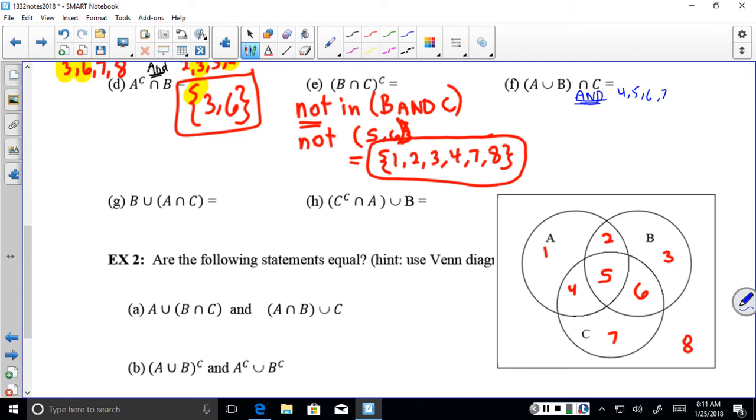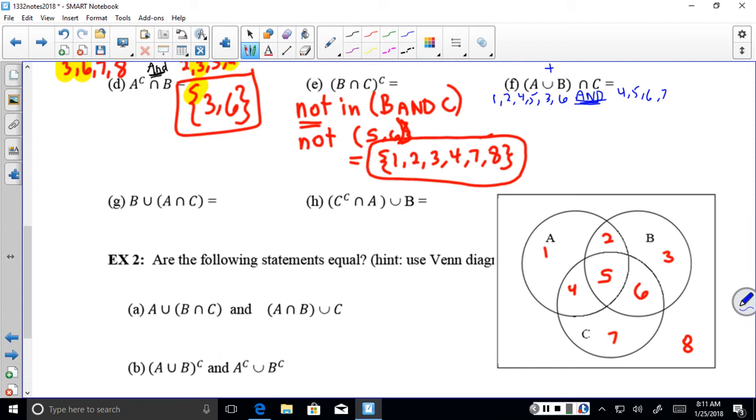On the left side, it says A union B, which we can interpret as A or B or both. With Venn diagrams, I like to think A plus B. I want everything in A plus everything in B without repeating. So everything in A: 1, 2, 4, 5, plus everything in B without repeating. I already have the 2 and the 5. I need to add the 3 and the 6. Y'all with me so far?